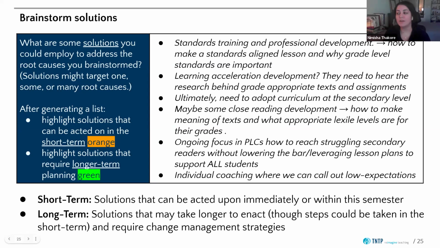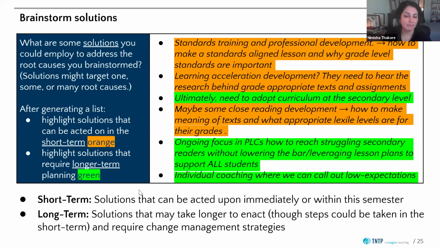So I want to think about which of these solutions can be acted on immediately or within this next semester, which we're defining as short term. And then which of these solutions might require longer term planning because they might require change management strategies. So again, I'm going to go back in and highlight my solutions just to help me visually see. So I've highlighted my short-term solutions in orange and my longer-term solutions in green. So all this does is help me start to see what I can start working towards next week to start closing this gap, whatever the gap is that I've identified.